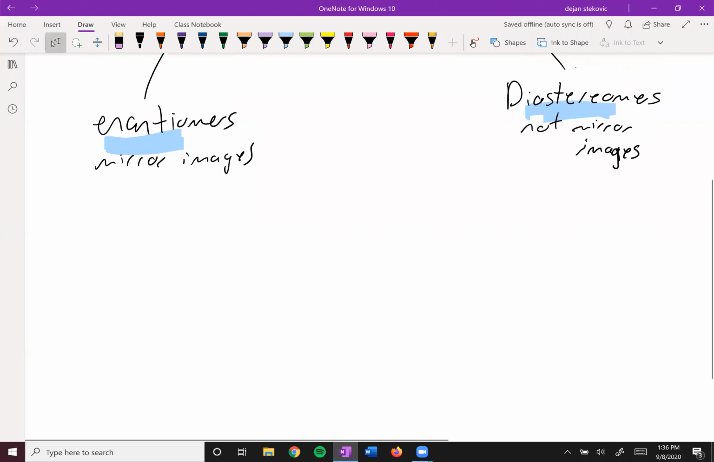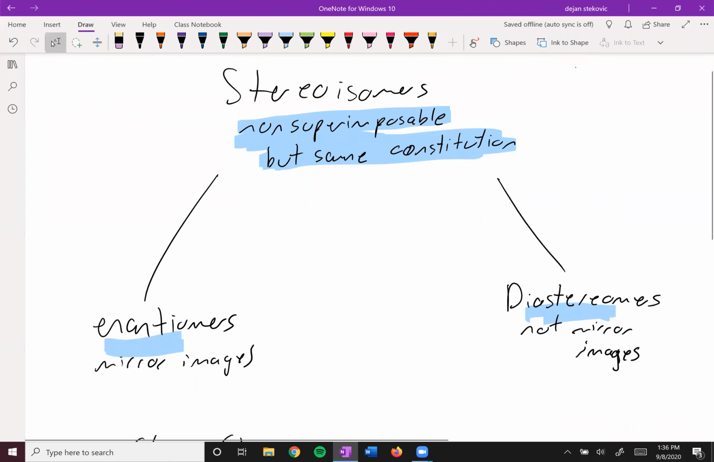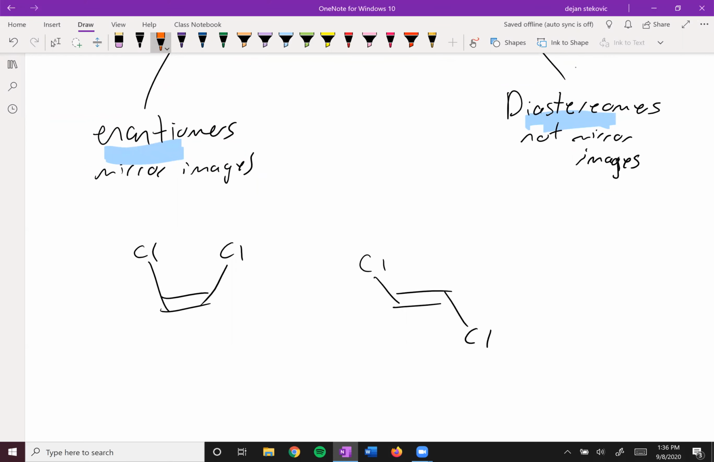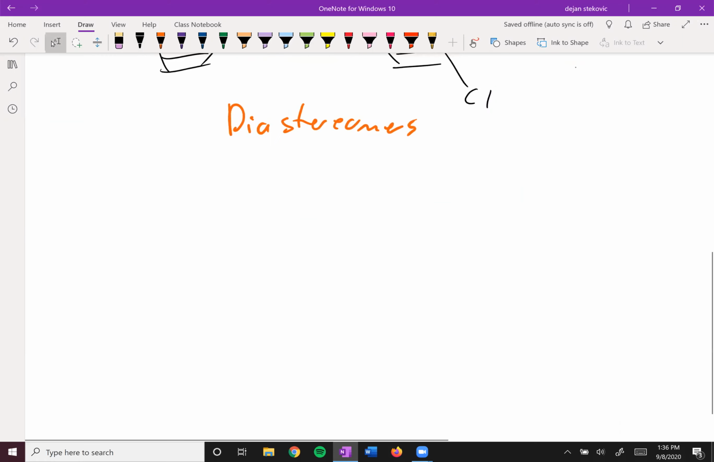So we already saw an image of a diastereomer when we did our alkenes. Right, the cis versus the trans, right? You can see that these are indeed stereoisomers. They're non-superimposable, but they have the same constitution. But at the same time, they're not mirror images. And so these are diastereomers. This can also happen with our sp3 carbons in some special situations.